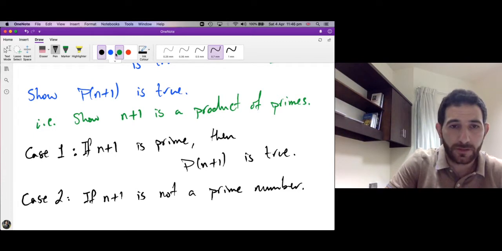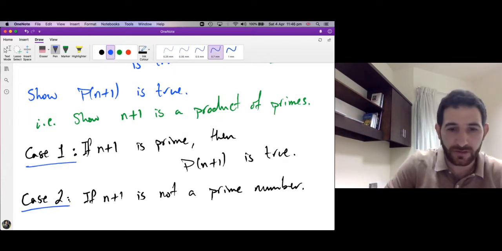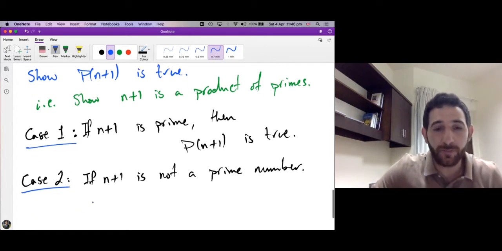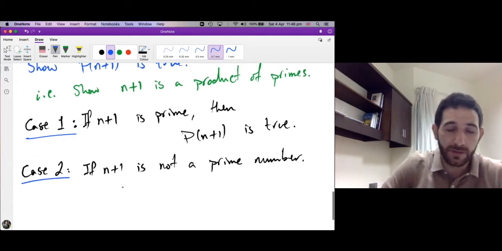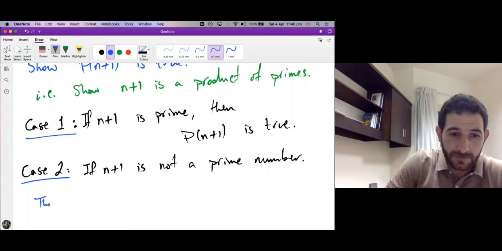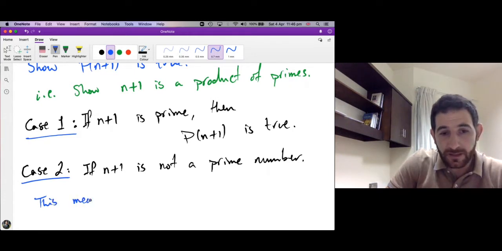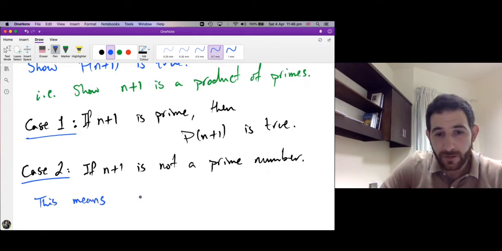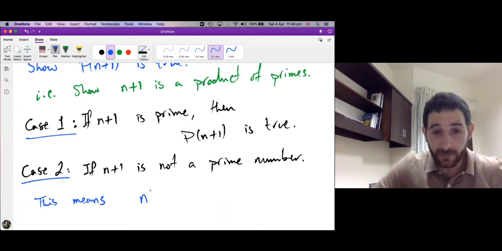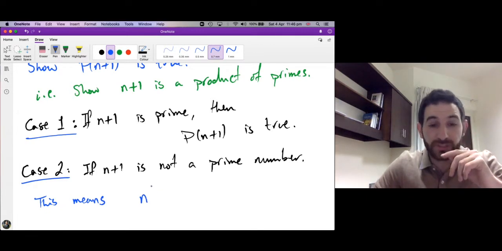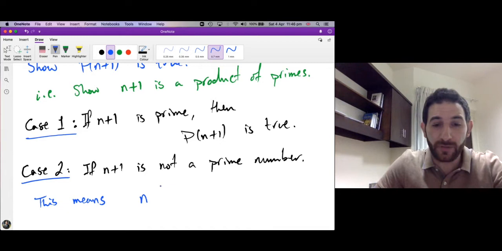Okay. So here we have only two cases, whether n plus 1 is a prime or not. Now what does it mean that a number is not a prime? This means that n plus 1 has a divisor which is not 1 and not n plus 1.